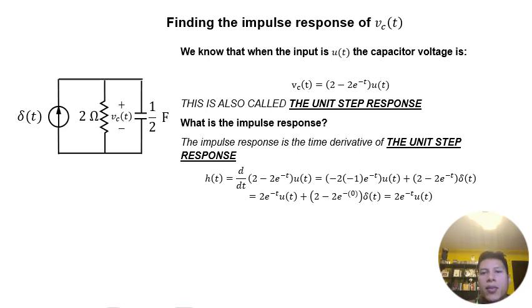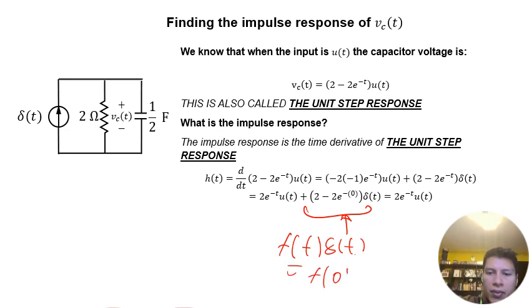So here I emphasize that I can replace f of t delta of t with f of 0 delta of t. I used that to plug in 0 for my argument in the 2 minus 2 e to the negative t.